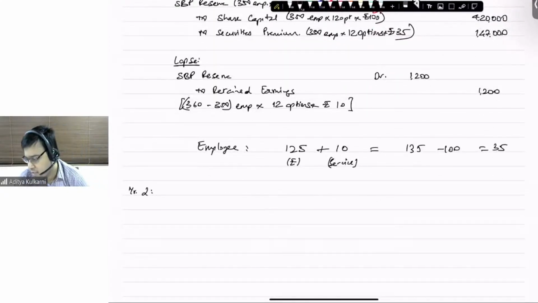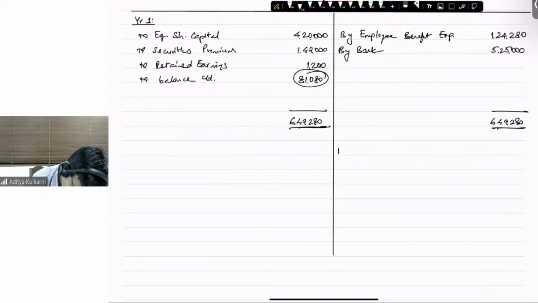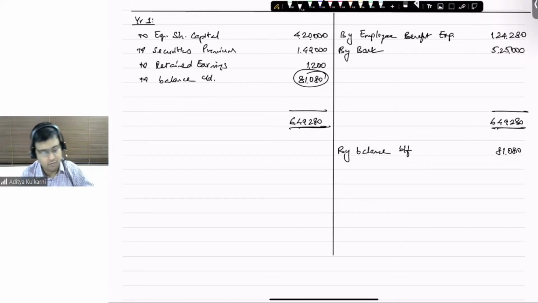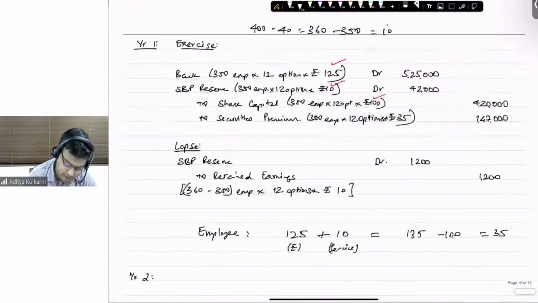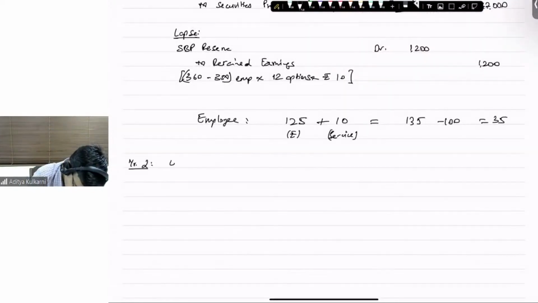I feel we have taken a lot of time, but I hope that you are able to understand. Okay. Brought forward was not written. By balance brought forward 81,080. Okay, so now let us again proceed to calculate. 319 are exercising. So exercise.